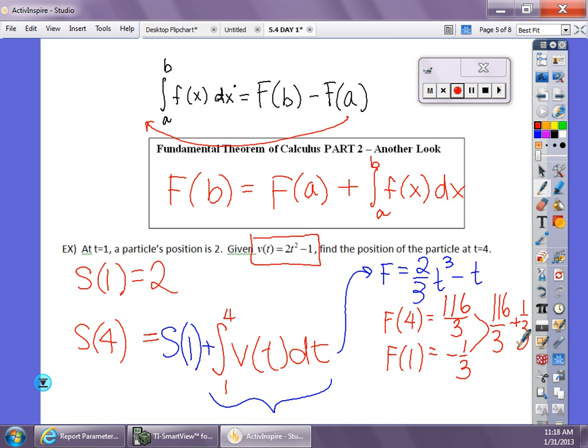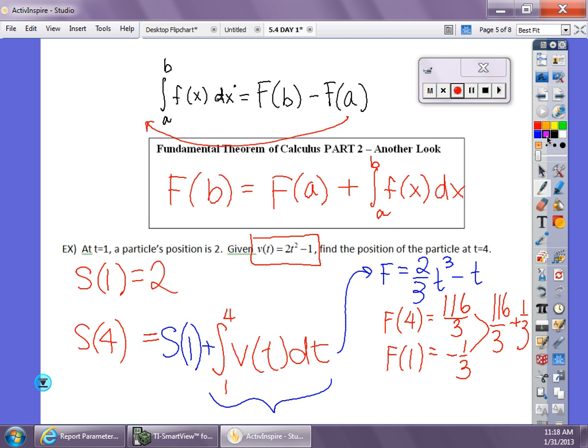But 117 is divisible by 3. How do I know that? Not because I'm a math genius, but because 1 plus 1 plus 7 makes 9. 9 is divisible by 3. Therefore, 117 is divisible by 3. And what is 117 divided by 3? 39. Perfect. So, what did we figure out from this problem and the integral?